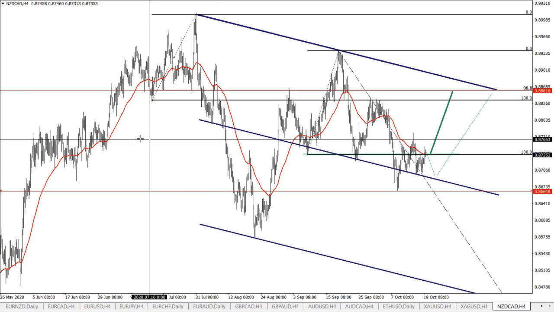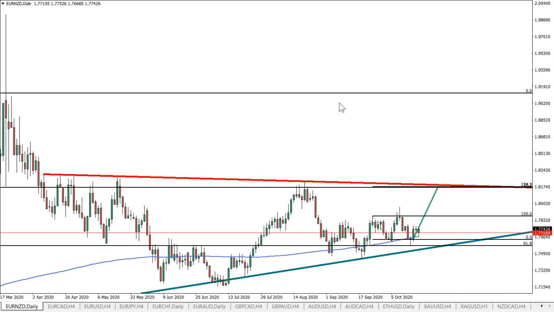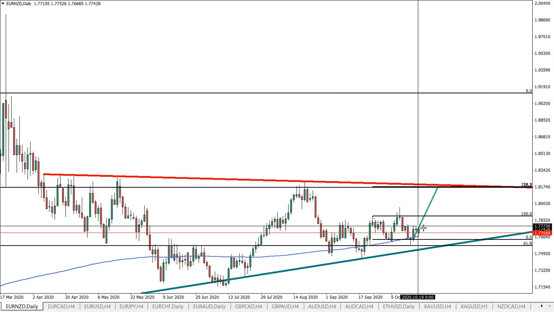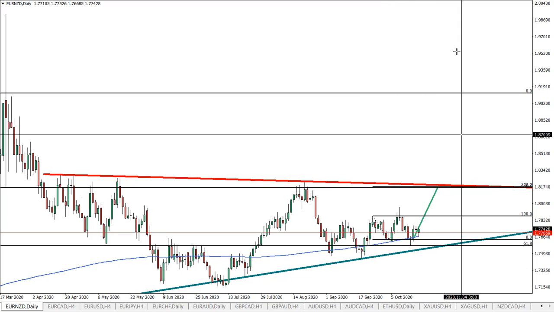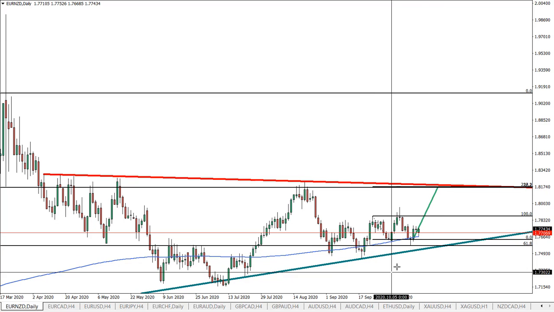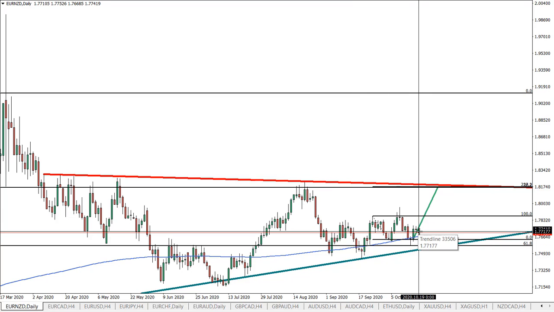Let's go through all the previously made analysis. Euro versus New Zealand dollar, expecting the move to the upside. Nothing changed. This is a daily time frame. This is a long-term view. So yeah, still valid. Nothing happened during the past few days.